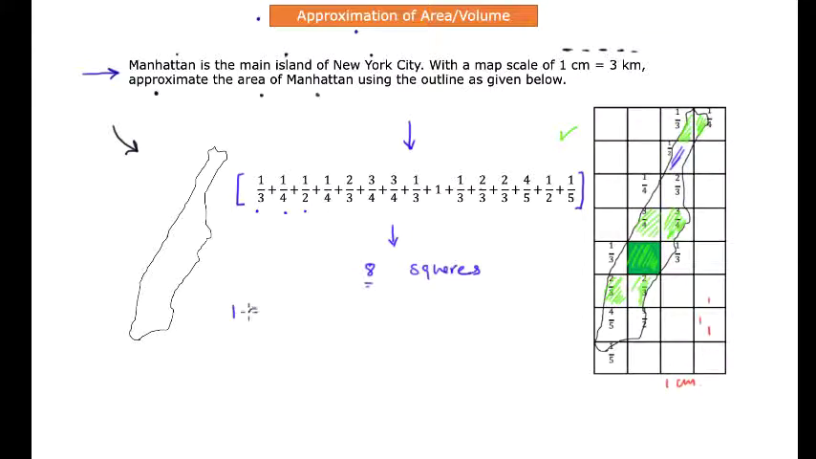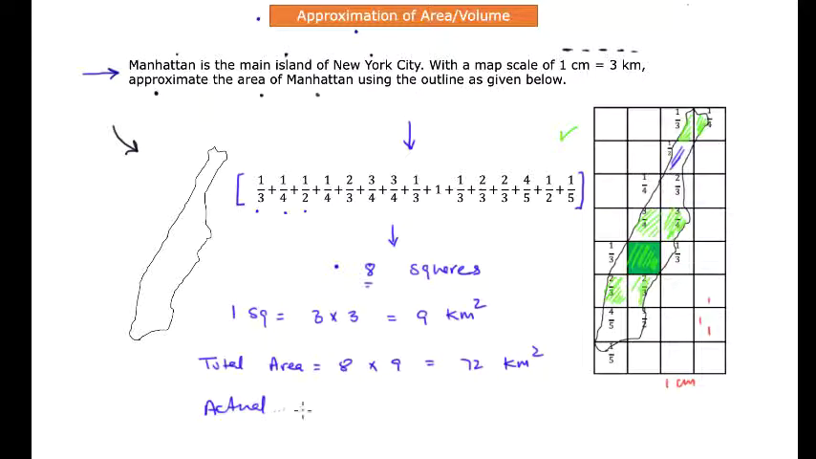And we know that 1 square is equal to 3 kilometers times 3 kilometers, which is 9 square kilometers. So if I have 8 squares, as you have obtained using this, then the total area will be equal to 8 times 9, and this is equal to 72 square kilometers. And you know what? The actual area of Manhattan is 59.1 square kilometers.